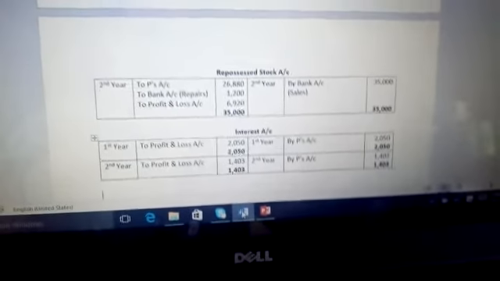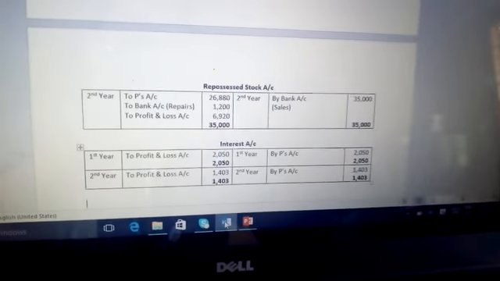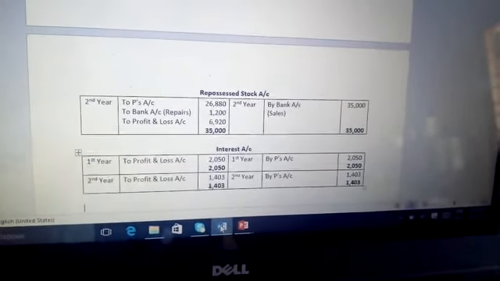Next, interest account, it is as usual, by P's account to profit and loss account.